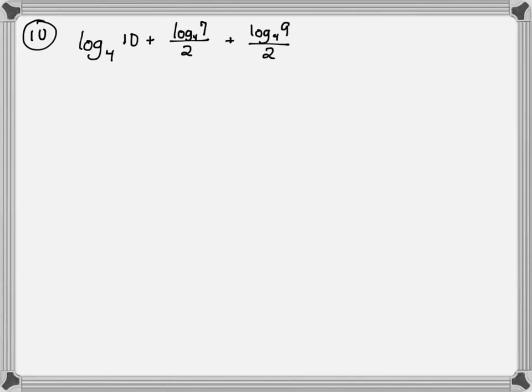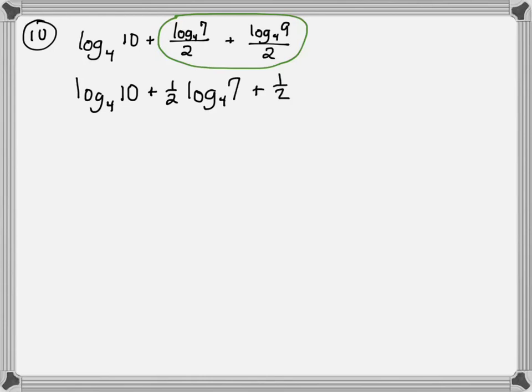Let's look at this next one. So we have the log base 4 of 10 plus log base 4 of 7 divided by 2, log base 4 of 9 divided by 2. When you have two numbers divided by the same thing, let's go ahead and work on that section first. And so we're going to leave that log base 4 of 10 alone for right now. Let's bring that 1/2 out. And that's the way it's going to look.